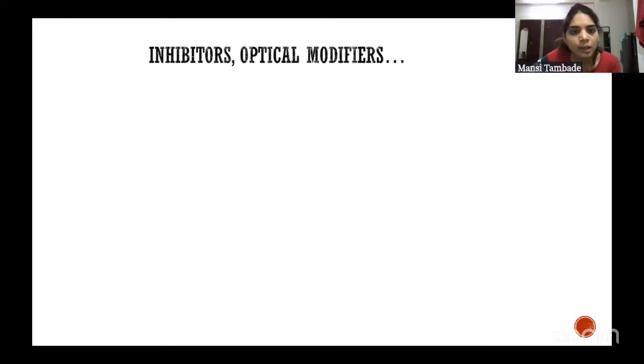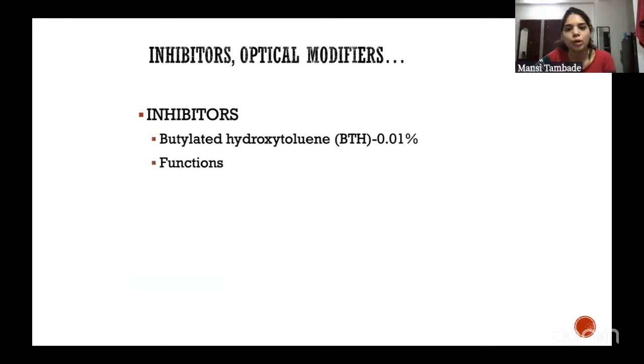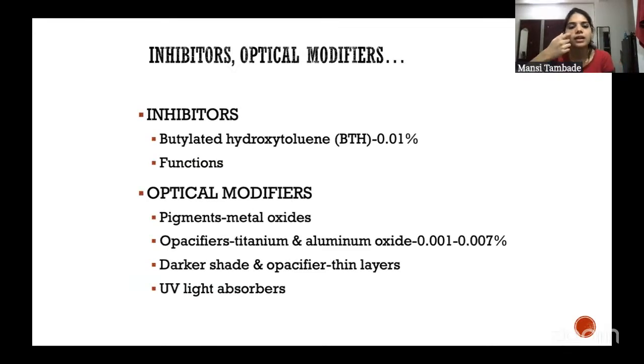Then others are the inhibitors and optical modifiers. One inhibitor is butylated hydroxytoluene, and its function is basically to inhibit extra reactions, or reactions with other substances inside the composite material. This forms the matrix so that other reactions are inhibited. That's why these are being added.